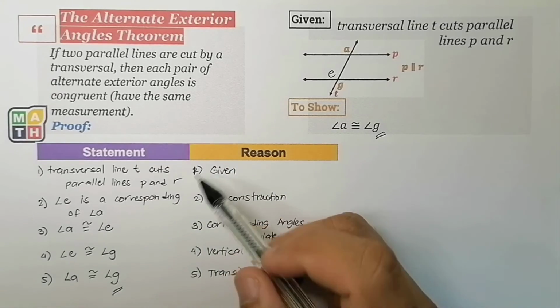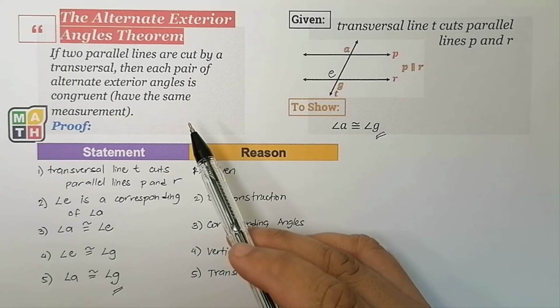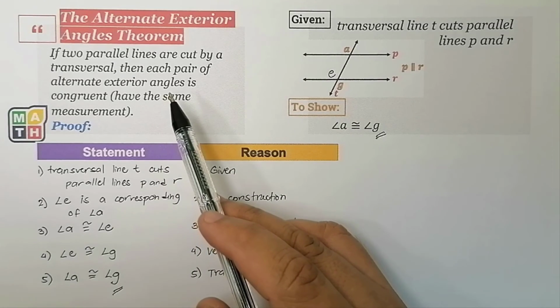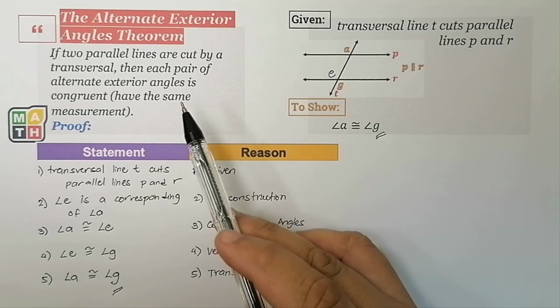This is the proof for the alternate exterior angles theorem, which tells us that if two or more parallel lines are cut by a transversal, then each pair of the alternate exterior angles is congruent.